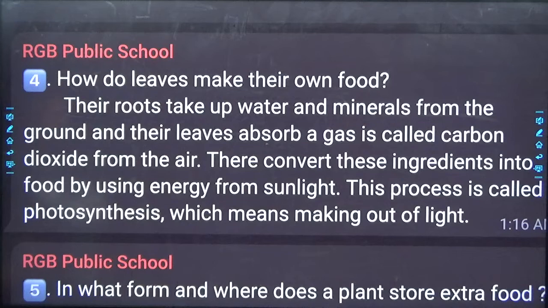They convert these ingredients into food by using energy from sunlight. The process is called photosynthesis, which means making out of light.